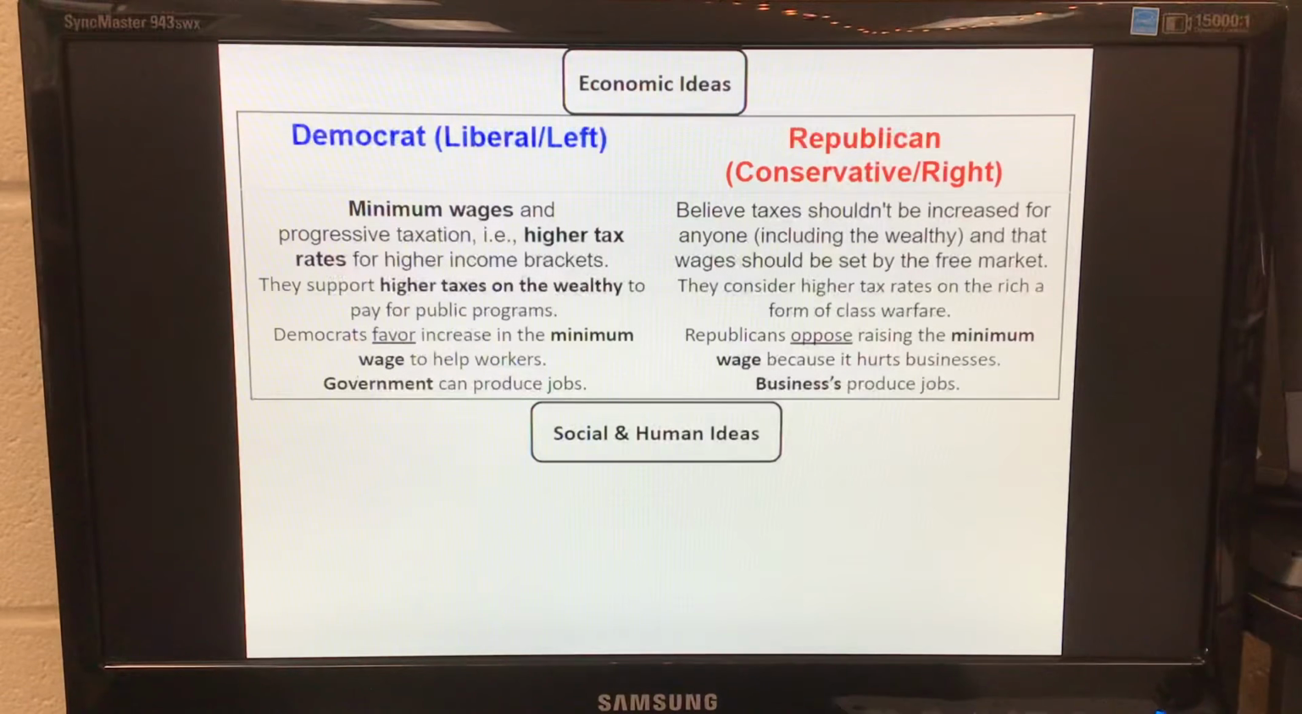And also that the government can produce jobs. That's your third bullet under the Democratic Party. The government can produce jobs. Now, I know you didn't really get to talk about, in your U.S. history class last year, the Great Depression or Franklin Delano Roosevelt, who was our president at the time, right? I think we talked more about the Great Depression, but not about the president and what he did.